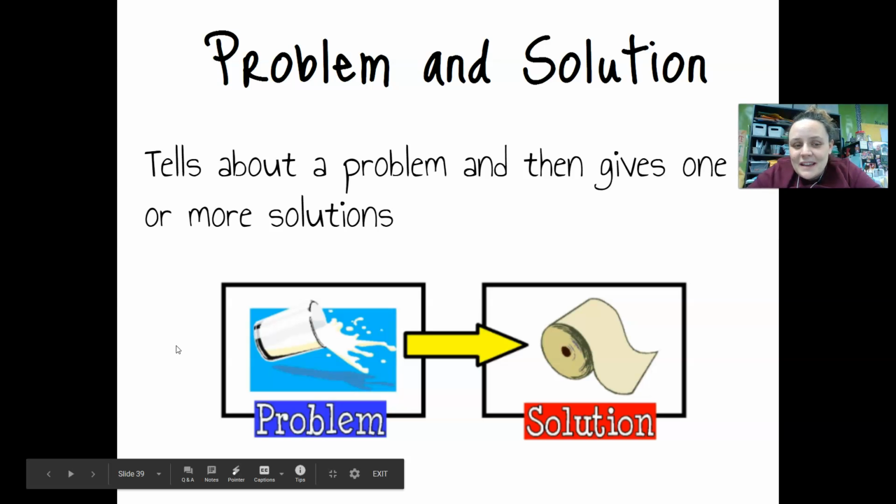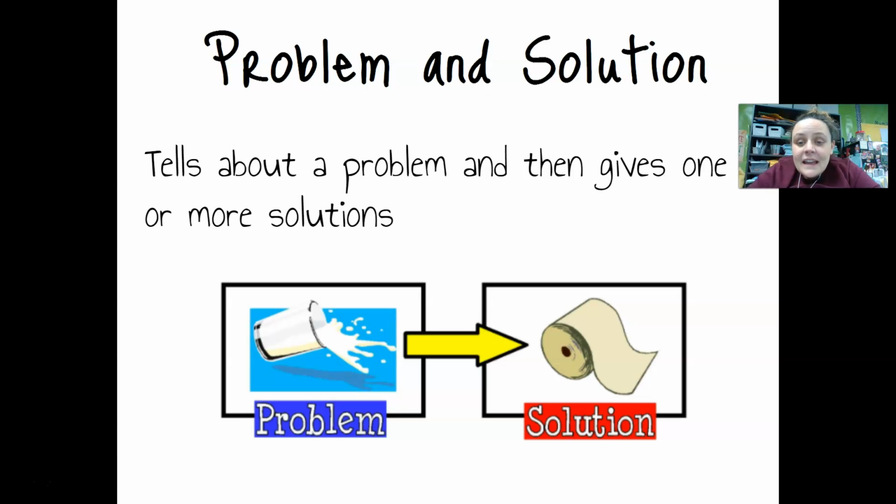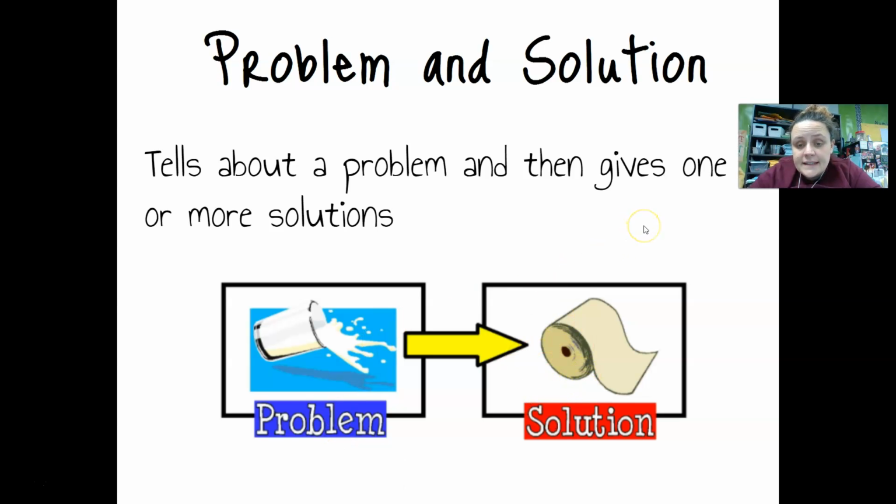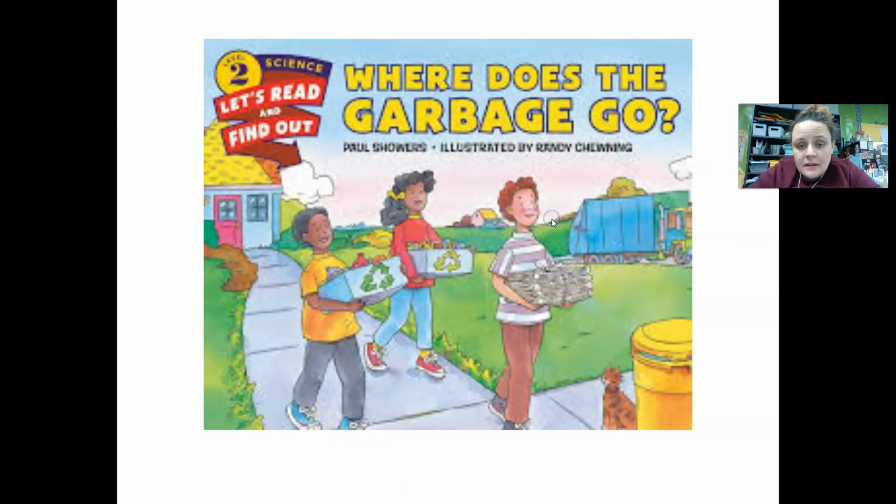Okay, problem and solution. If the author has chosen a problem and solution text structure, the text will tell us about a problem and then give us one or more solutions, right? So if we spill a glass of milk, what are some solutions or things we can do to fix that problem? So this book is written in a problem and solution text structure.